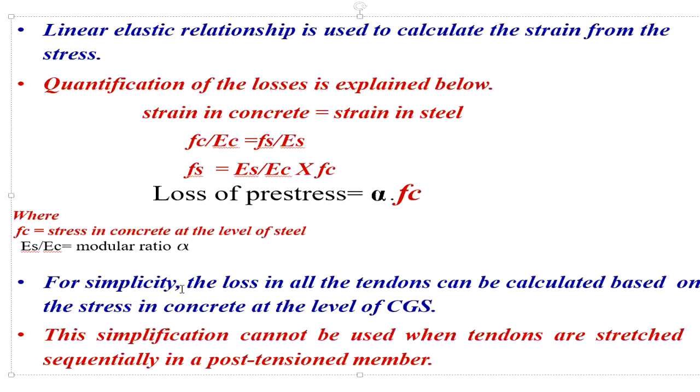Then for simplicity, the loss in all the tendons can be calculated based on the stress in concrete at the level of CGS. CGS means center of gravity of steel. This simplification cannot be used when tendons are stretched sequentially in a post-tensioned member. Next.